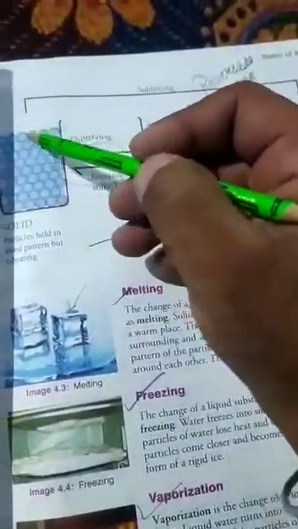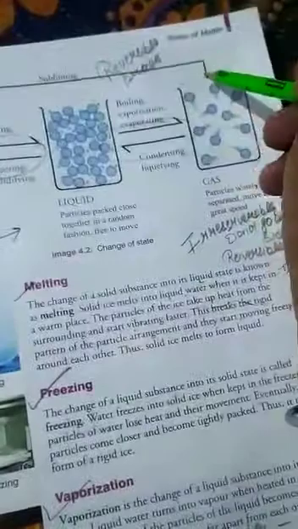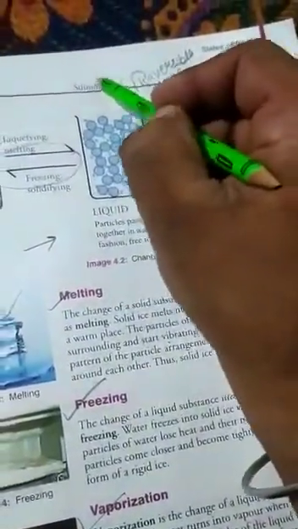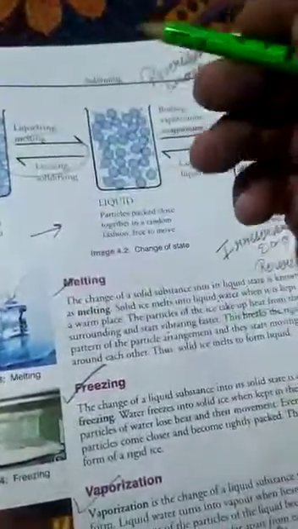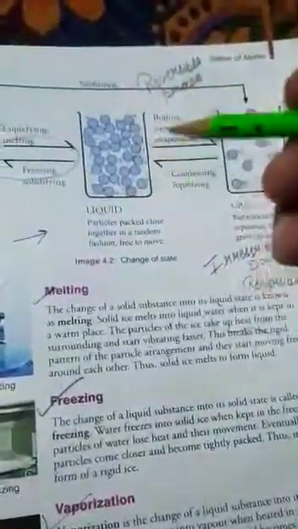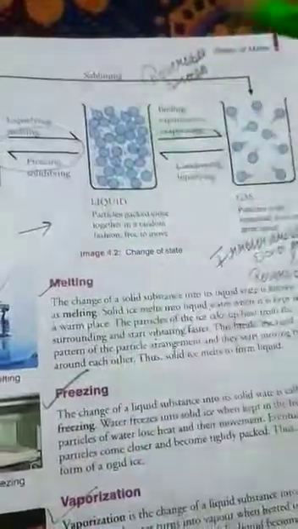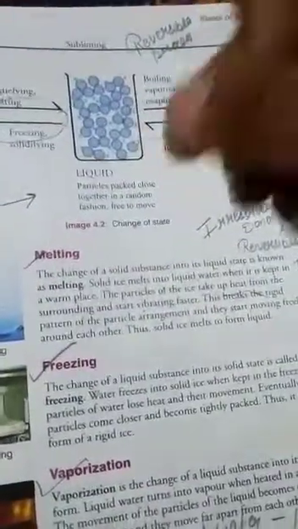And if we go directly from solid to gas, this process is called sublimation or subliming. So this is the process, and we will discuss melting, freezing and vaporization in the next lecture, and how we change the state of matter through the different processes.